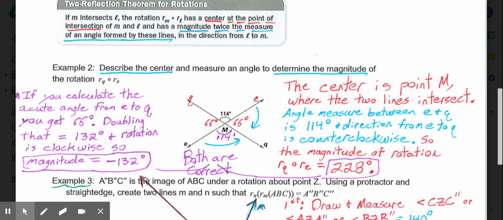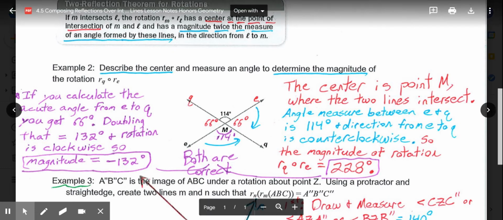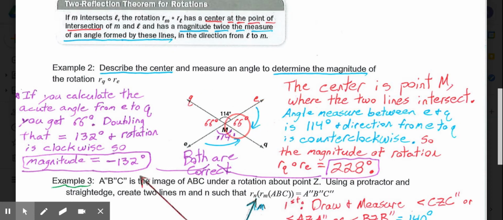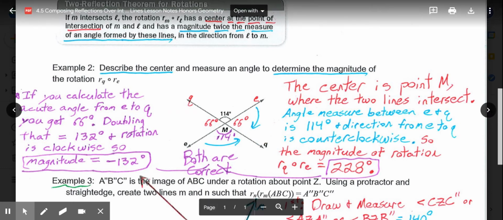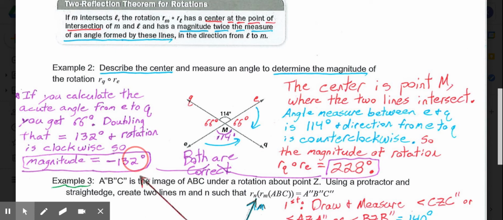So now we could look at this as having two different magnitudes depending on where it started. In one location, we could say from E to Q would be 66 degrees. From E to Q right here, it's 66 degrees. So doubling that would give us 132 degrees. And the rotation direction from E to Q is clockwise, so that would be a magnitude of doubling 66 and clockwise, a negative 132 degrees.